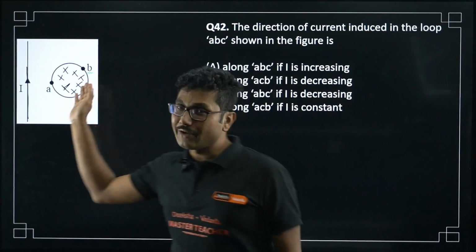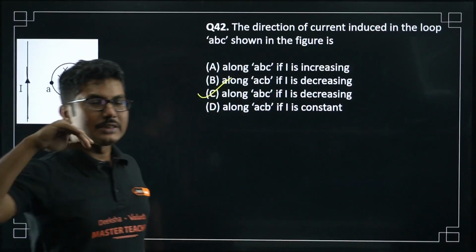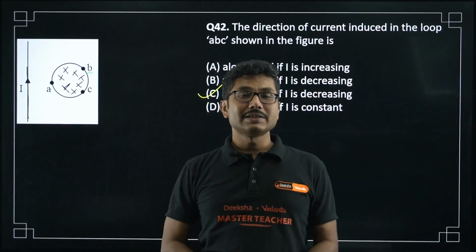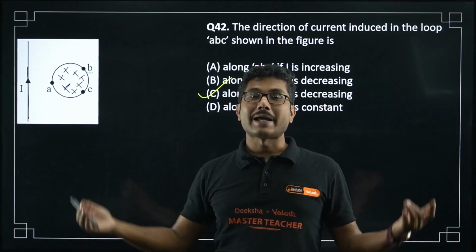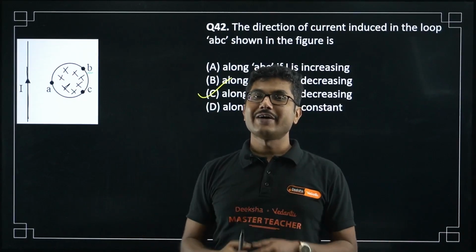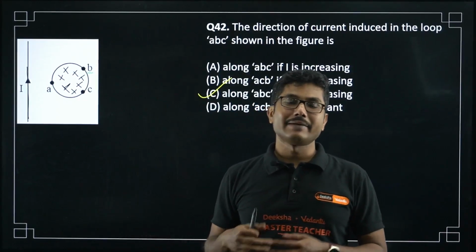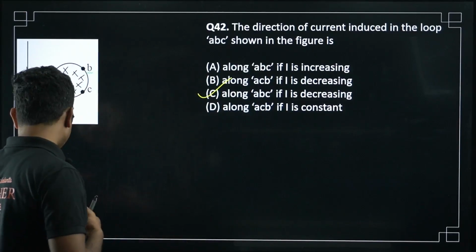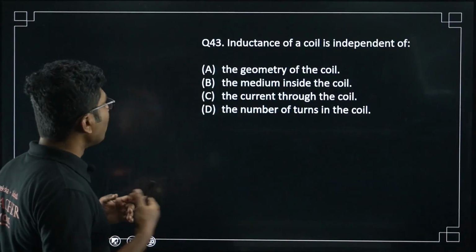This is a tricky question, but if a similar question comes, you have to understand that if the current increases, the original magnetic field will be opposed. If the current decreases, the original magnetic field will be supported. That is how you can answer if a similar question comes in your board exam.